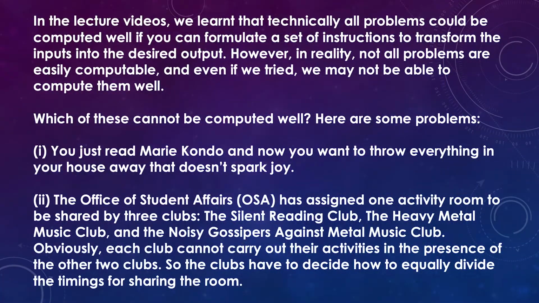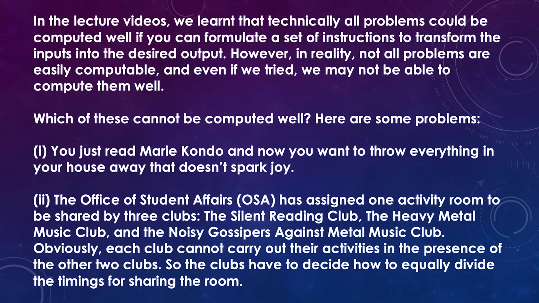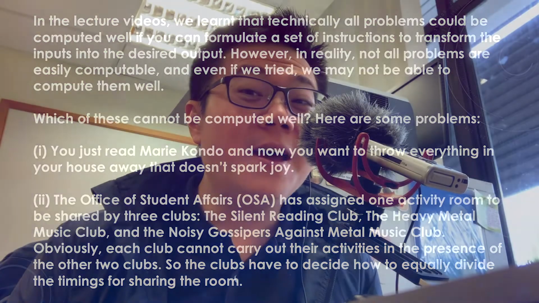Okay, next question. The Office of Student Affairs has assigned one activity room to be shared by 3 clubs. The Silent Reading Club, the Heavy Metal Music Club, and the Noisy Gossipers Against Metal Music Club. Stupid question. Okay, obviously each club cannot carry out the activities in the presence of the other 2 clubs, so the clubs have to decide how to equally divide the timings for sharing the room. Computable? Very computable, right? All we have to do is just come up with some kind of deconflicting schedule.